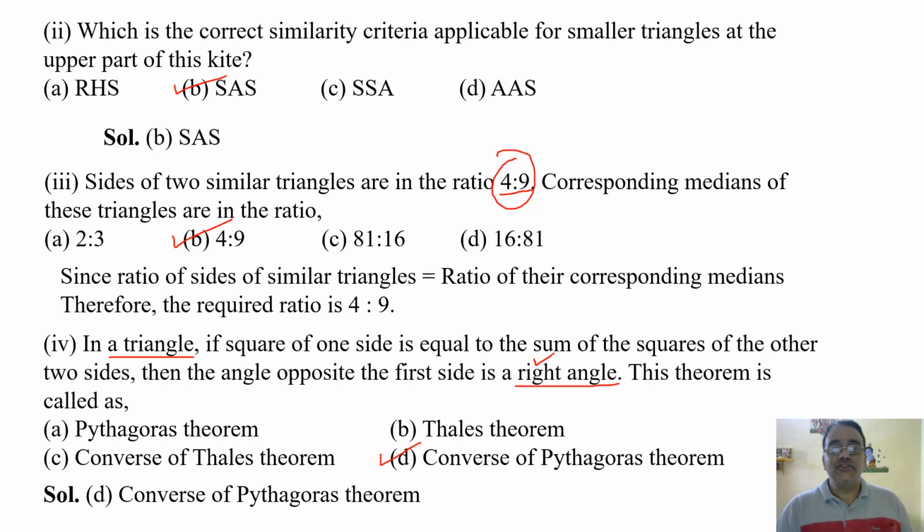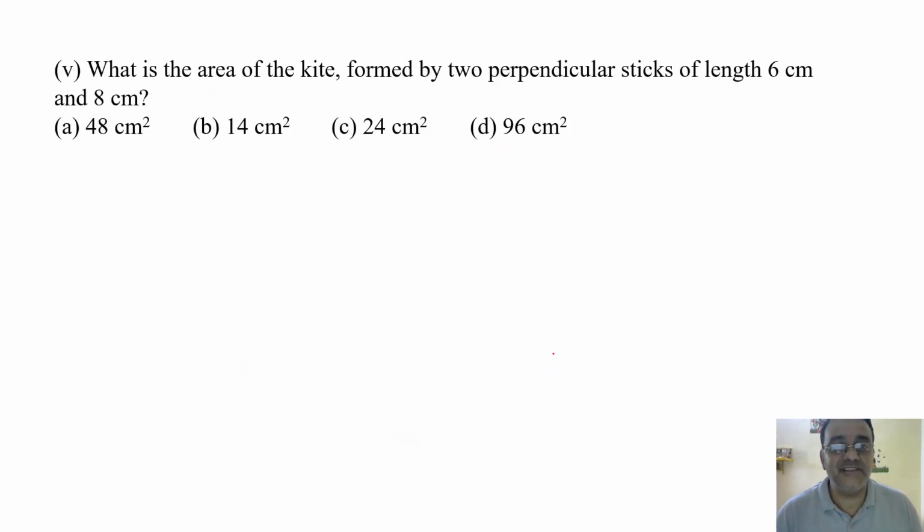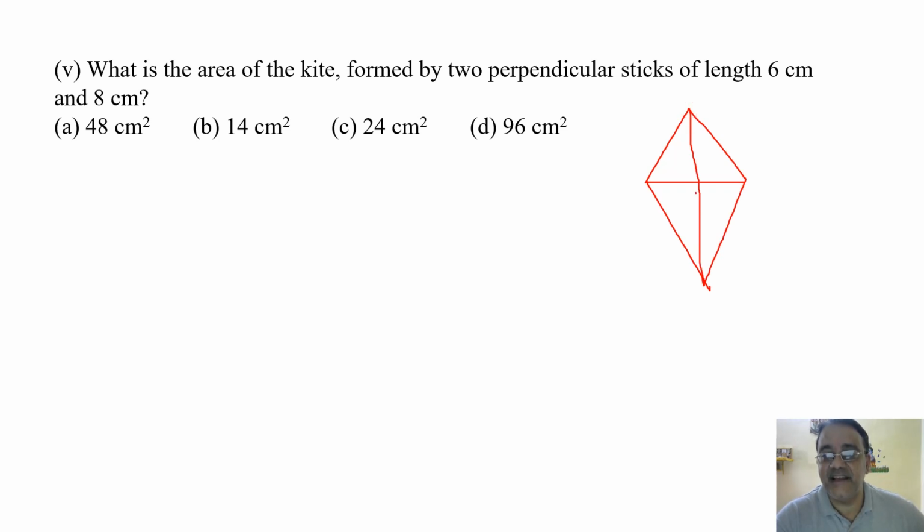Okay, fine. So now we are moving toward the last question. What is the area of the kite formed by two perpendicular sticks of length 6 centimeter and 8 centimeter, right? तो एक बार देखो, मैं इसका एक रफ फिगर बना रहा हूं काइट का, ध्यान से देखो. राइट. तो ये वाला जो लेंथ है, this length is given 8. इसको मैं D1 ले रहा हूं, और इसको D2.